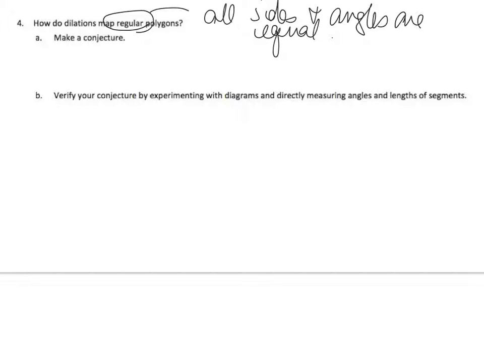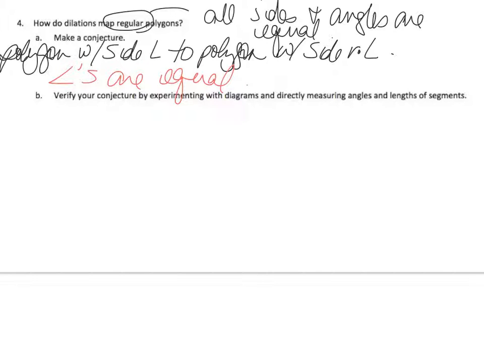Okay, so how about the conjecture? Just like everything else, and very similar to the square, a polygon with a side measurement of L gets mapped to a polygon with a side length of R times L, and the angles are equal. We'll verify the conjecture by looking at diagrams on the next slide, because I couldn't fit it well on this slide.